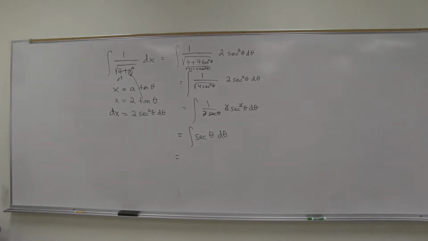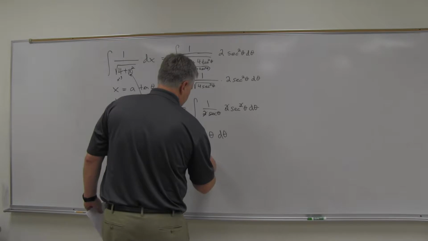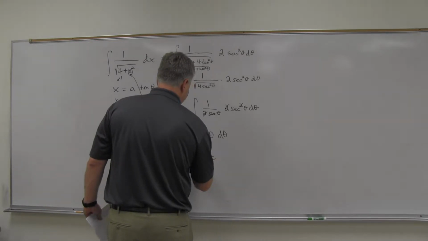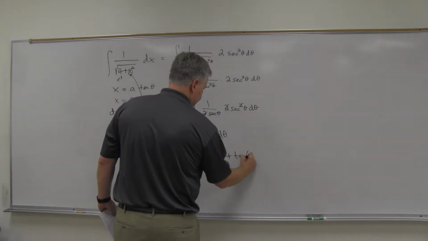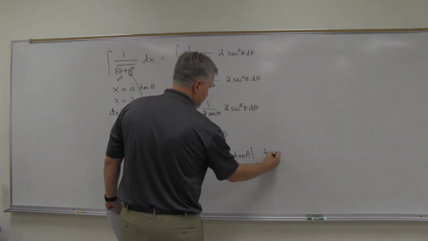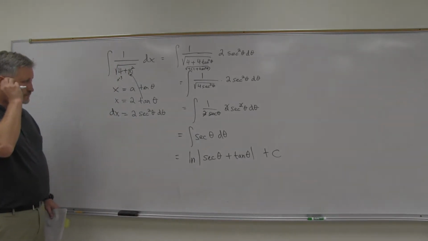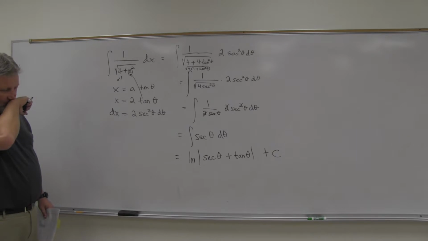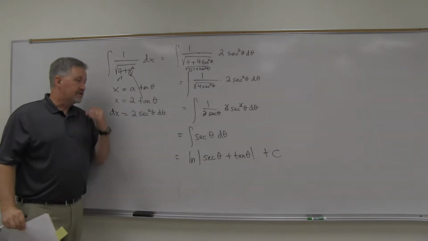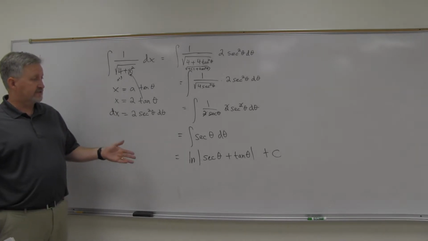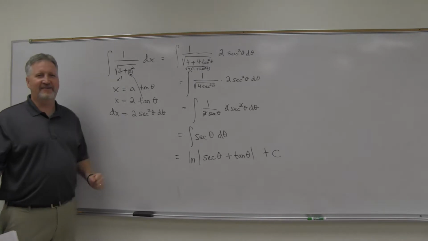What is it? It's ln of the absolute value of secant theta plus tangent theta. Is that what it says? Yeah, I can't remember exactly. Indefinite, so we'll put the plus c there. Okay. So unfortunately, on the trig substitution, there is one or more steps after that.